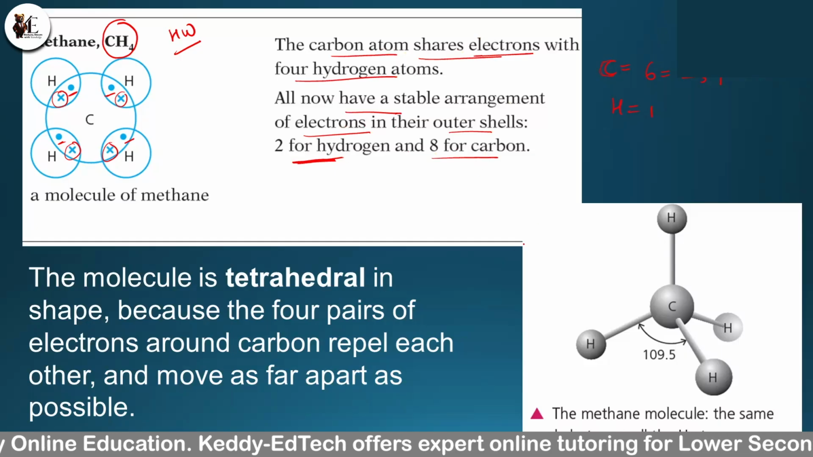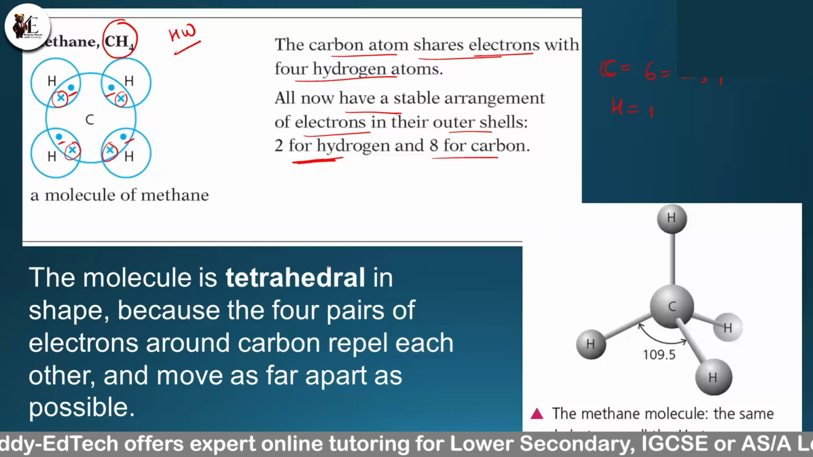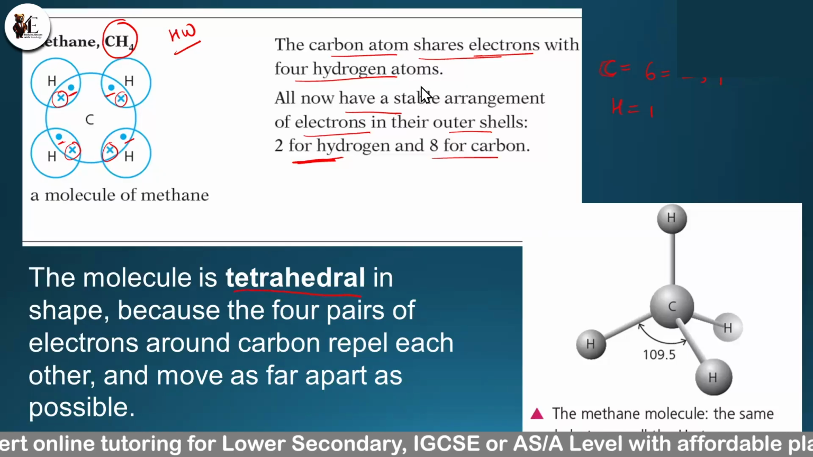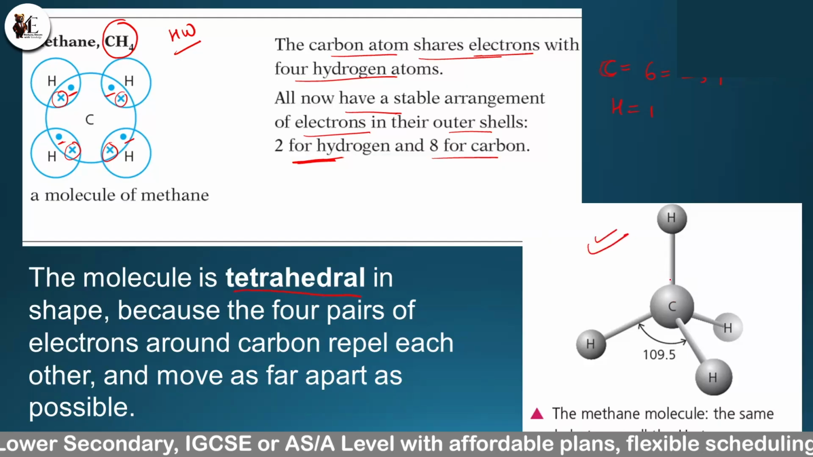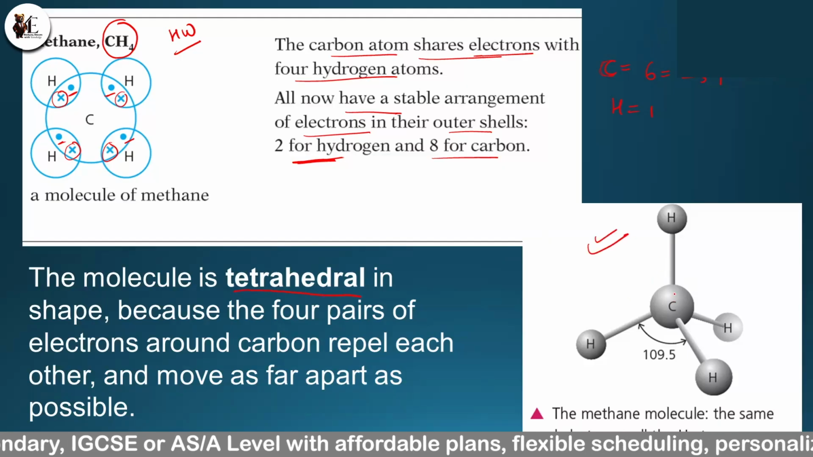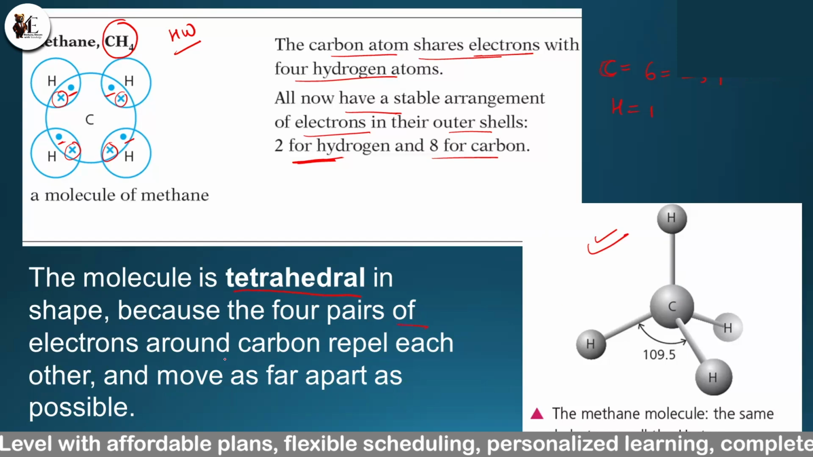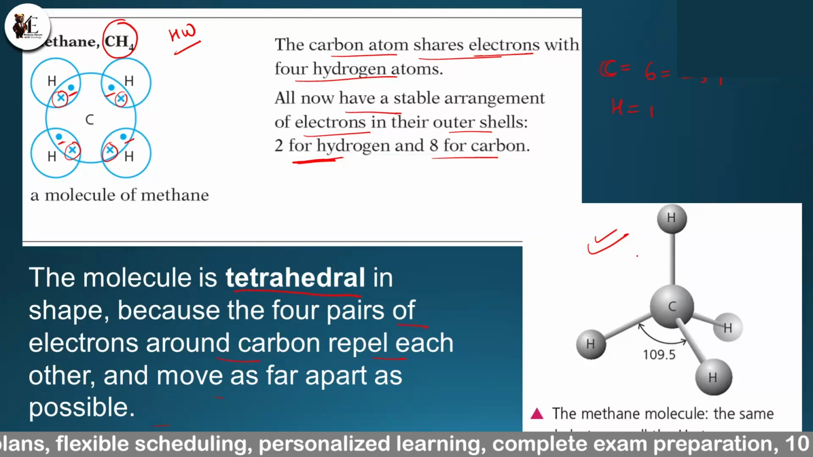Now shape is very important. If I ask you what is the shape of methane, you have to write it is tetrahedral in shape. Why tetrahedral? Because you can see in this diagram, here carbon is having 4 bonds. Okay, 4 is known as your tetra, because the 4 pairs of electrons around carbon repel each other and they move as far apart as possible.